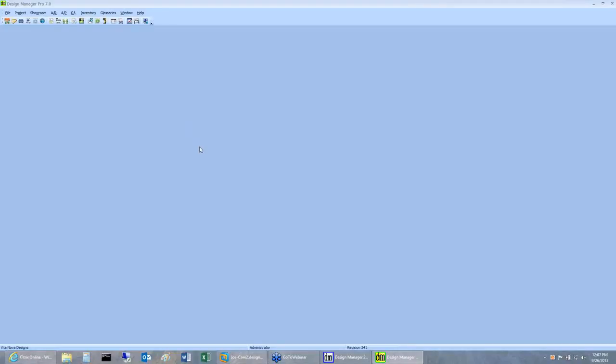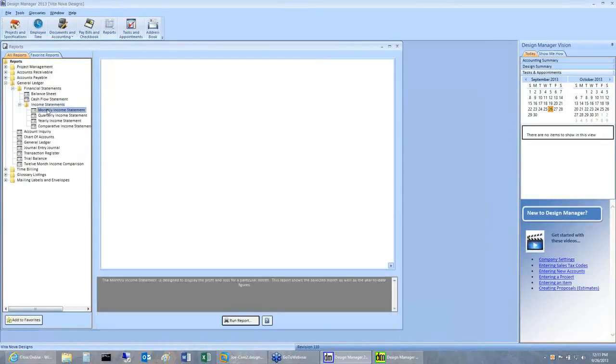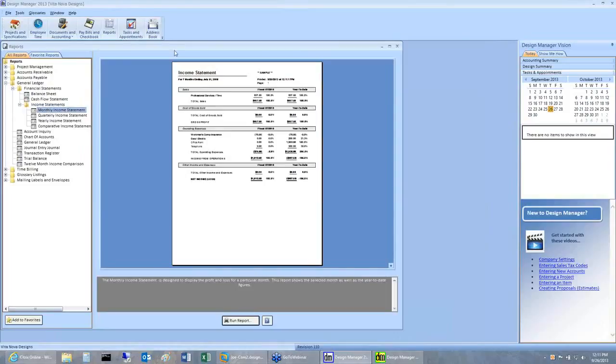I have several types of income statements I can print. An income statement is also known as profit and loss. So if you're used to a different system that you used earlier, they may call it the profit and loss statement. Income statement and profit and loss are different terms for the exact same thing.